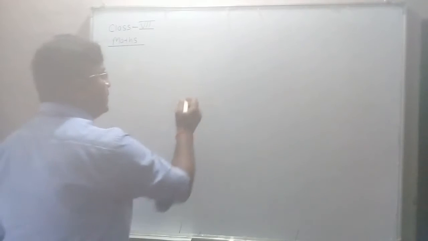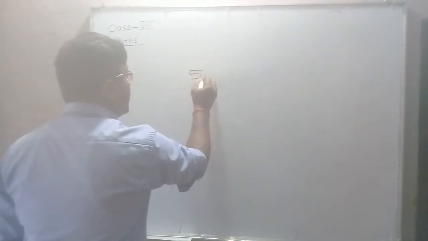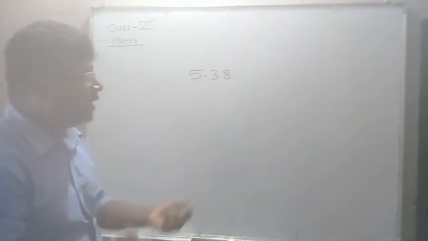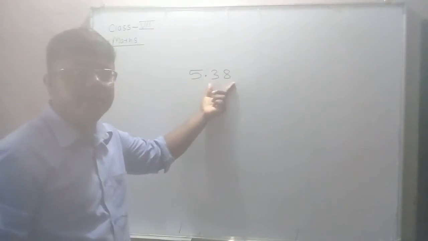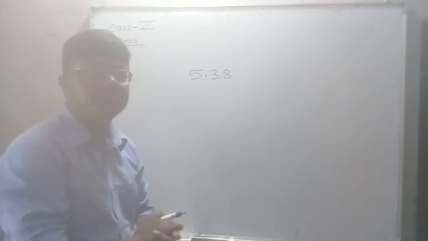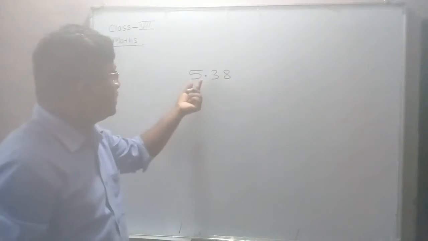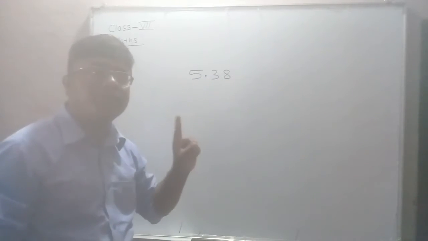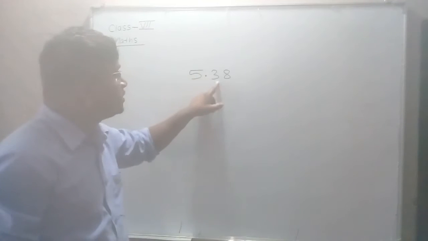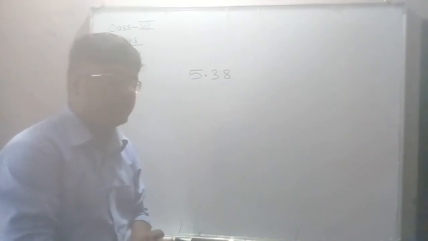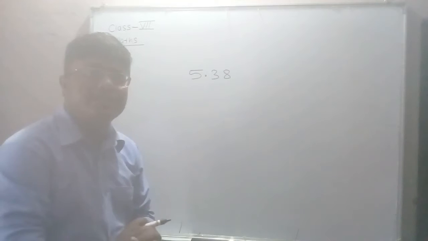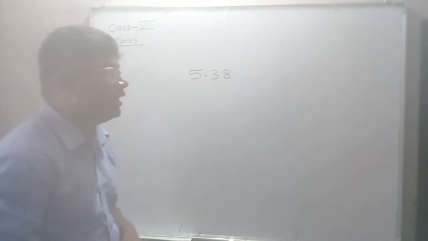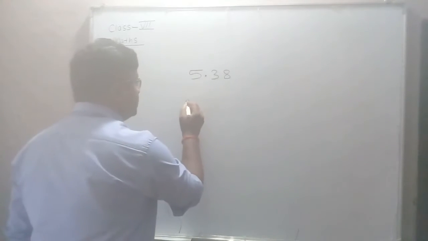Suppose I write here 5.38. How to read it? As you have already learned in your lower classes, after the decimal you have to read one digit at a time. Some of the students read it like five point thirty-eight. It is wrong. You have to read it as five point three eight. Suppose one more example you will see.